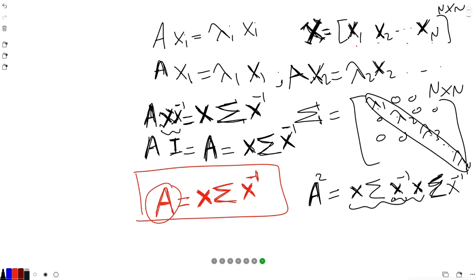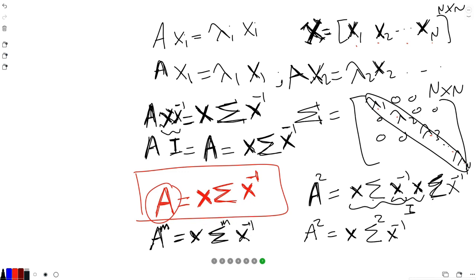So what is here? X inverse times X is nothing but the identity. So here we have the identity matrix. So A squared is X times Z squared times X inverse, because Z times Z is Z squared. So actually this could be extended in this way. In general, the matrix A to any power m is nothing but X times the diagonal matrix to the power m times X inverse. This makes a great simplification of taking powers of matrix A.